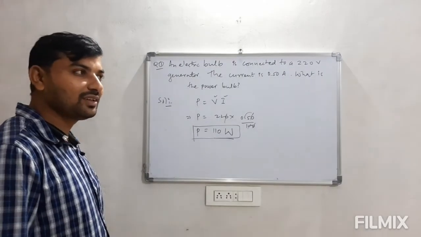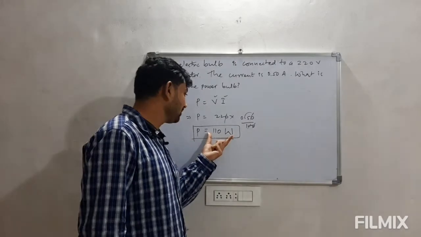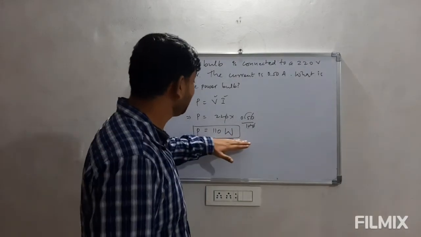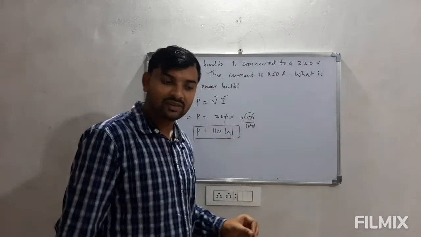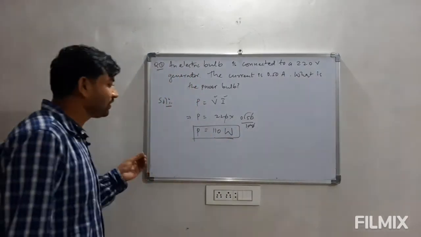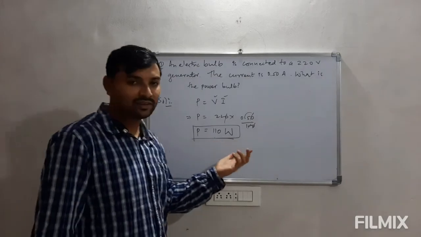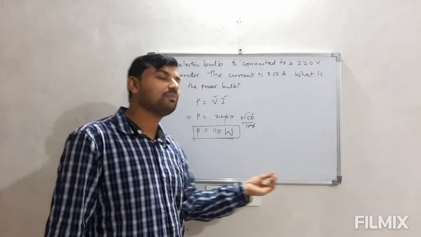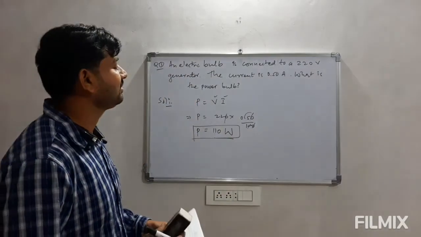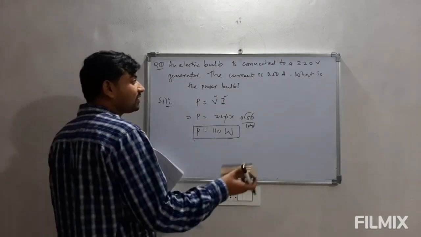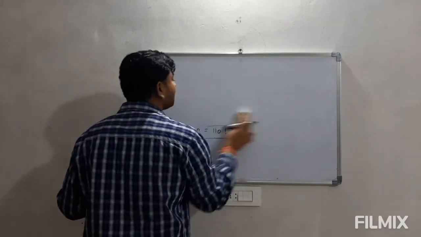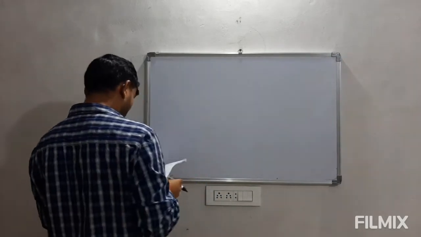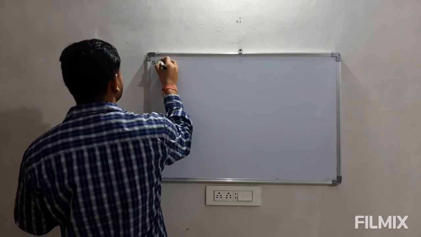What does it mean? The power of the bulb is 110 watt, and if we are given the time, we can easily calculate the energy consumption in 1 hour or whatever time is given to us. So this is a very basic question. Now, second question.